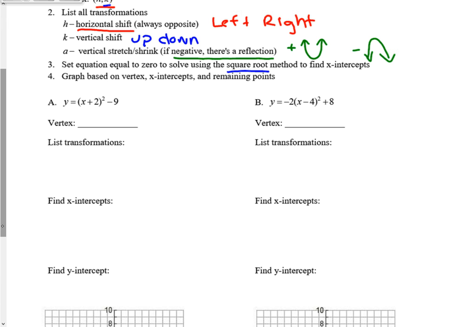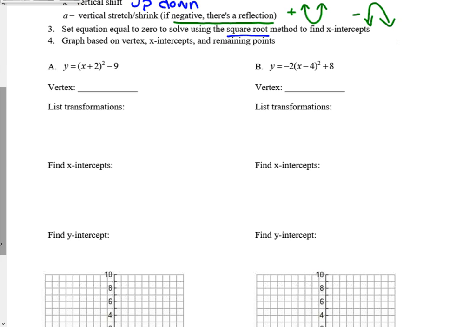So there's a lot of information up there. Let's use it in a couple problems. On A, the first thing it's going to ask us is for our vertex. Remember our vertex, we're going to use our H and K value. We always need to take the opposite of that H. So instead of positive 2, my vertex is going to be at negative 2. You're always going to keep the K exactly how it is. So negative 2, negative 9.